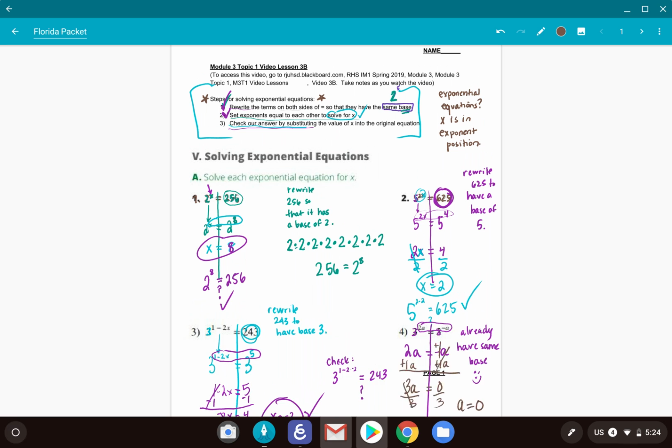So is that a true statement? Is a equal to 0? And if I substitute a 0 right here for a, I'll get 3 to the 0 power, because 2 times 0 is 0. And then 3 to the negative a power means 3 to the 0 power. So yes, it's true because I would end up with 1 equals 1, or 3 to the 0 power equals 3 to the 0 power.